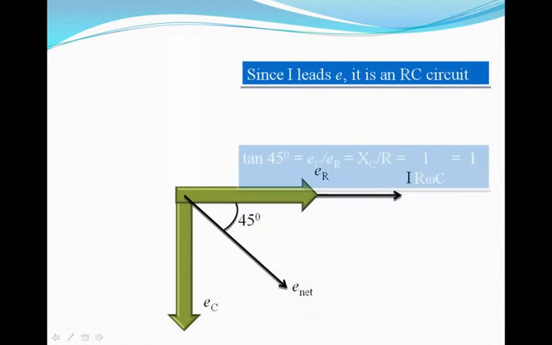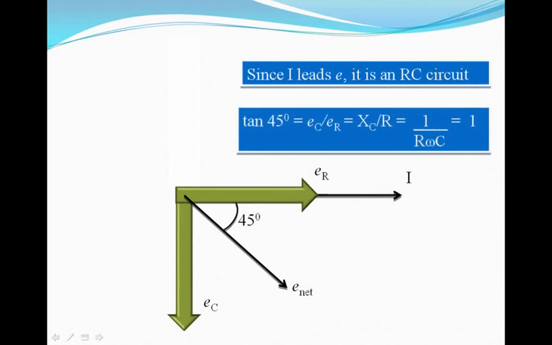Again, tan 45 degrees will clearly be XC by R, isn't it? Instead of representing the phasors ER, EC and I, we can replace ER phasor by R phasor and EC phasor by XC phasor. In that case, tan 45 degrees, which is EC by ER, will be XC by R. Now XC is 1 upon omega C. So tan 45 degrees, or 1, becomes 1 by R omega C.